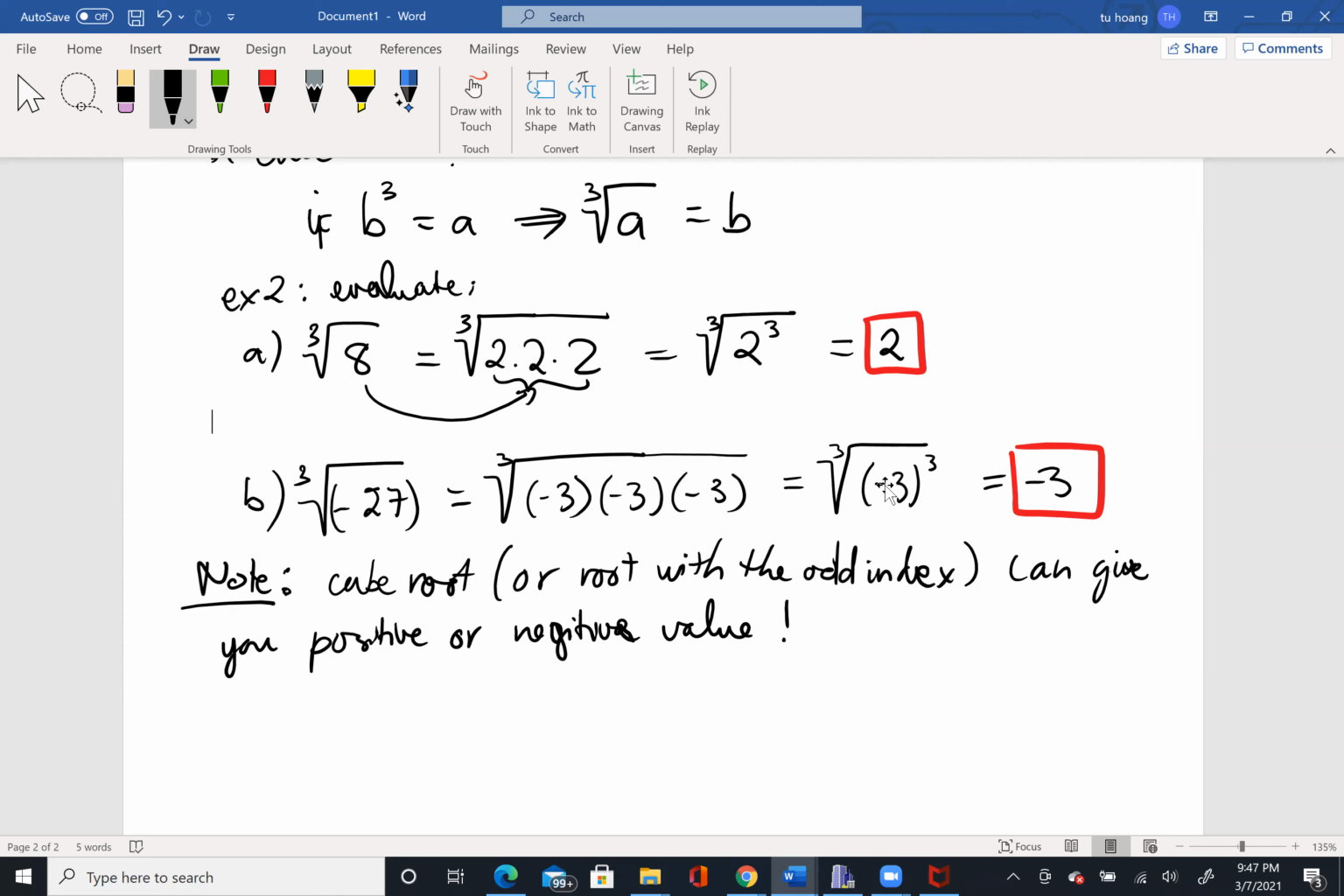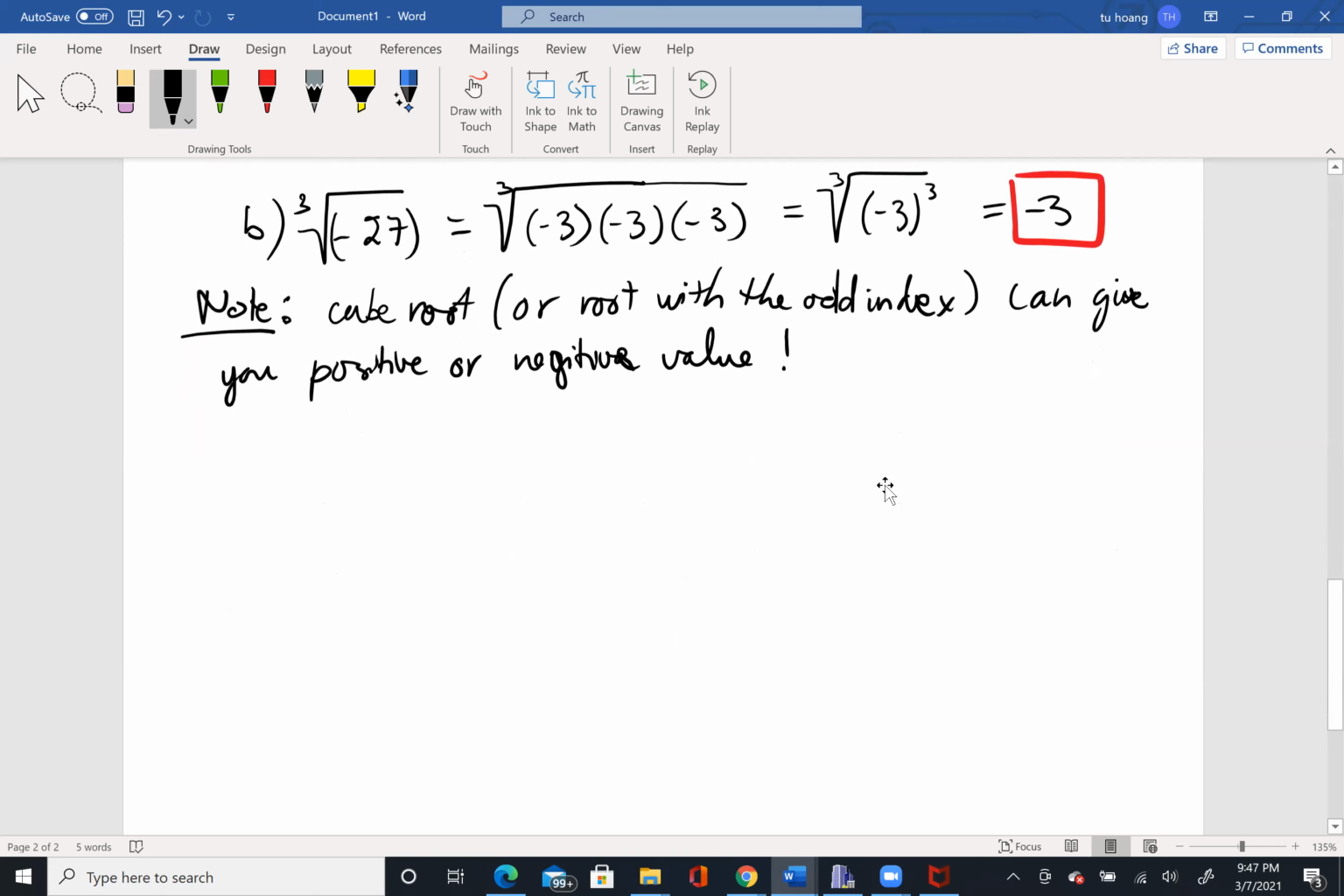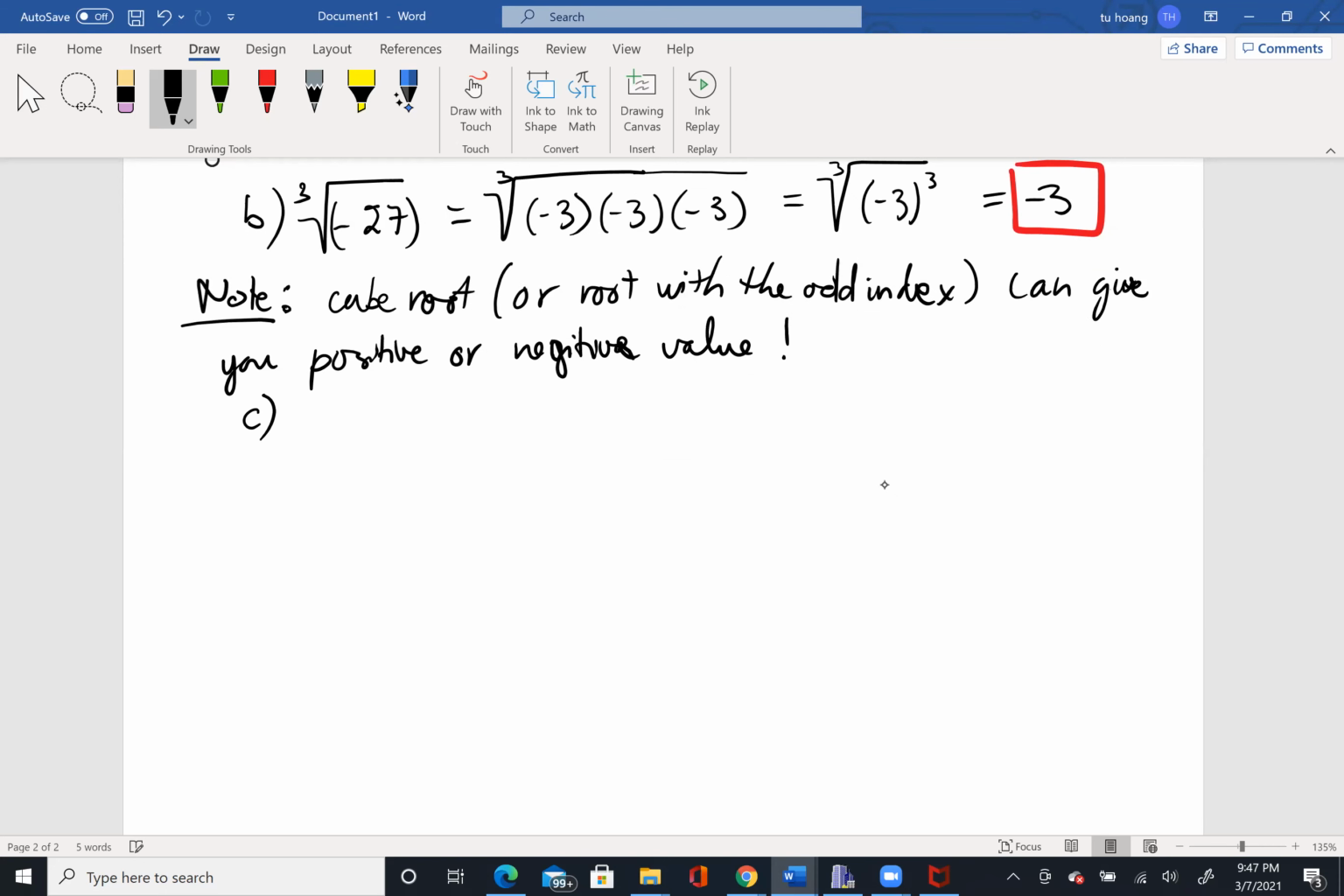Okay, so now let's have another example. Say C. I have the cube root of D to the power 6.